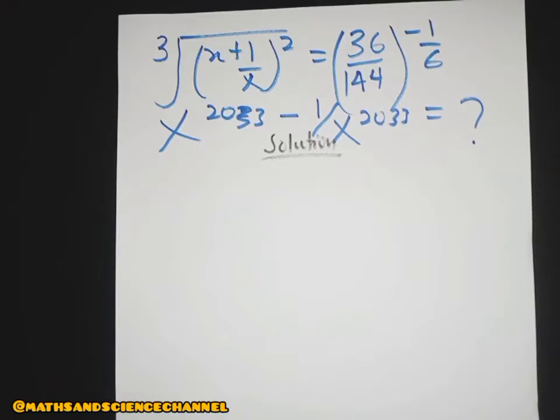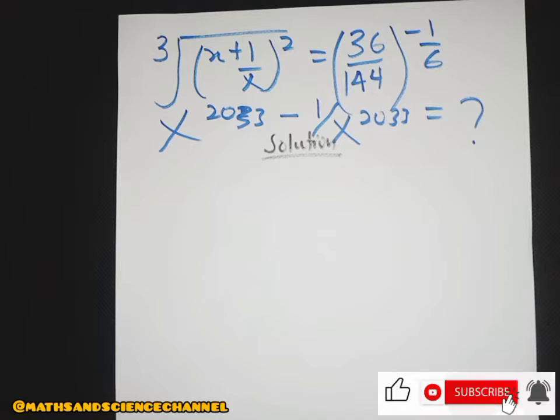Now we have a question over here. We have the cube root of x plus 1 over x, all squared, equal to 36 divided by 144, all to the power 1 over 6. And then the question is, what is x to the power 2033 minus 1 over x to the power 2033 equal to? So first, what we have to do is to find what x is in this case.